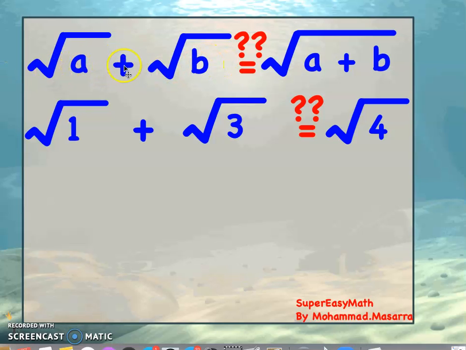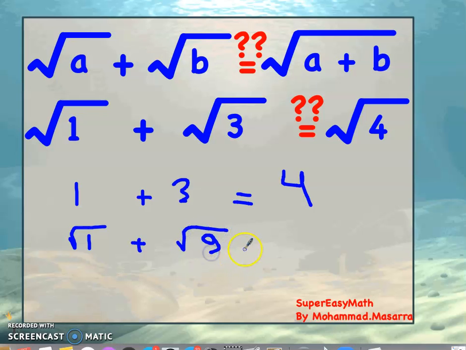So square root of a plus square root of b, is it equal to square root of a plus b? For example, square root of 1 plus square root of 3, is it equal to square root of 1 plus 3, which is 4? So let's see. We know that 1 plus 3 is equal to 4. Instead of 1, we will write square root of 1. And 3 is equal to square root of 9, equal to 4 is equal to square root of 16.